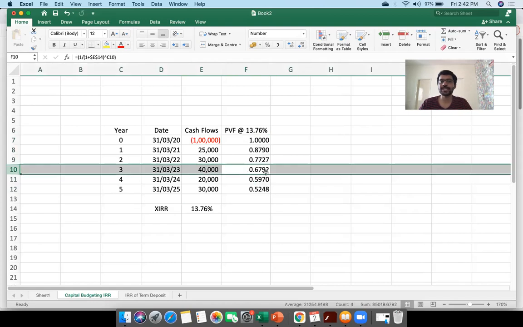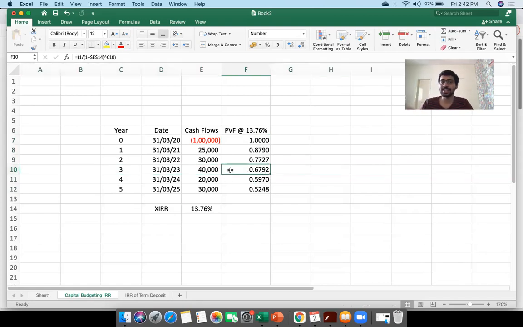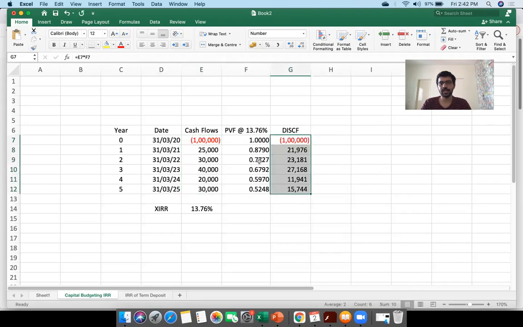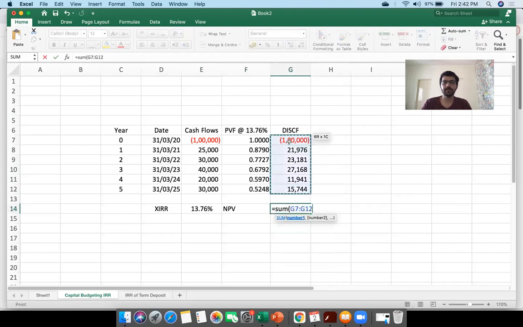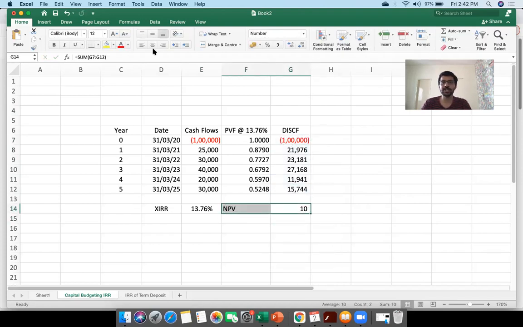The interpretation of 0.6792 is $1 received at the end of year 3, which is at the end of 31st of March 2023, is equal to $0.6792 today, which is 31st of March 2020, right? Given that the discount rate is 13.76%. Now, if I calculate the discounted cash flows, which is nothing but cash flow multiplied by the present value factor, and I just calculate NPV quickly, it is almost equal to 0. It's not exactly equal to 0, probably because of some rounding differences.